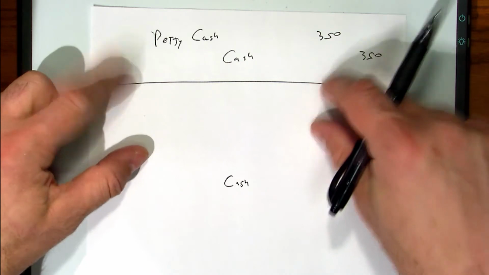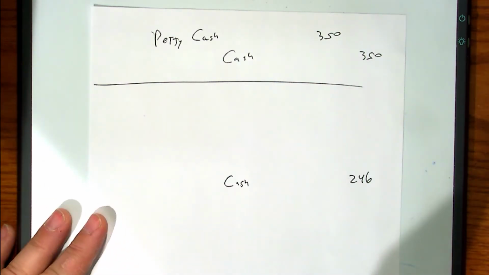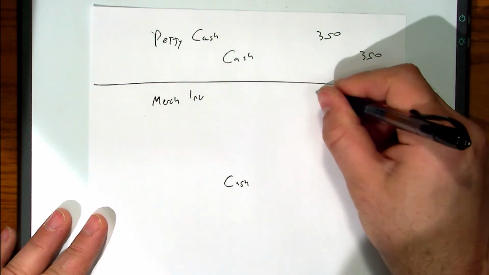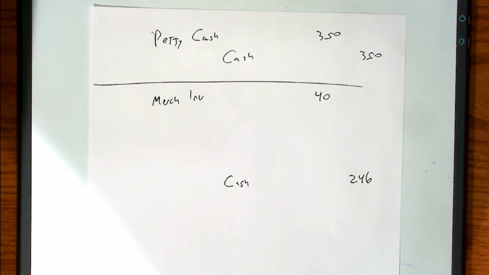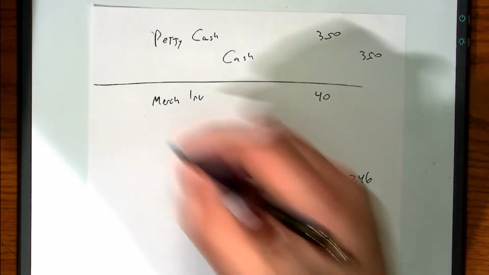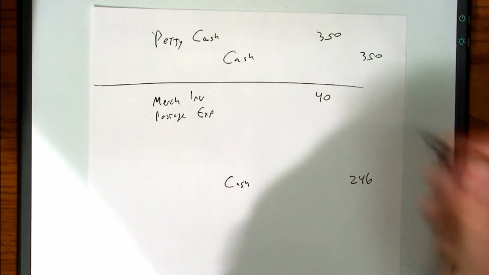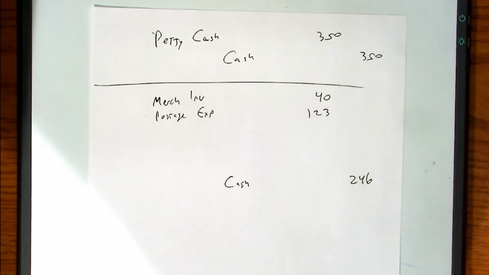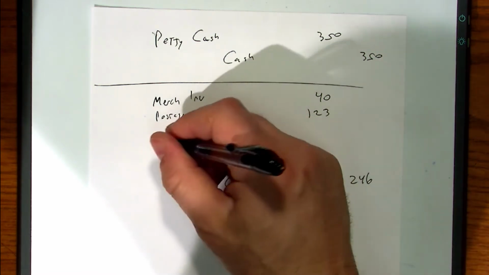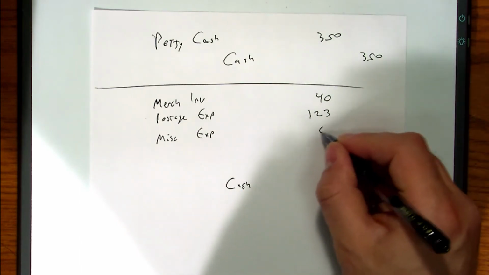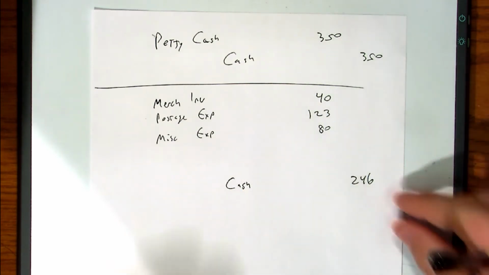Second step now is we're going to debit those items as we go through the invoices. So I think we have a situation where we have some transportation in again. Is that correct? Yep. So that was $40. So we debit merchandise inventory because transportation for merchandise inventory gets capitalized to the inventory account, right? Yep. And I think we have some postage expense. And that was for $123. Is that right? Yep. And then we have some miscellaneous expense for $80, is that correct? Yep.